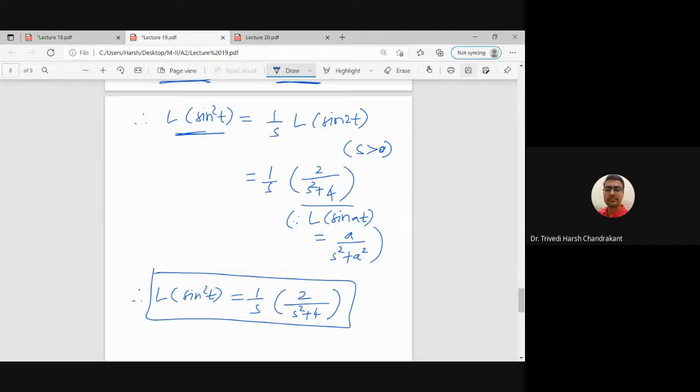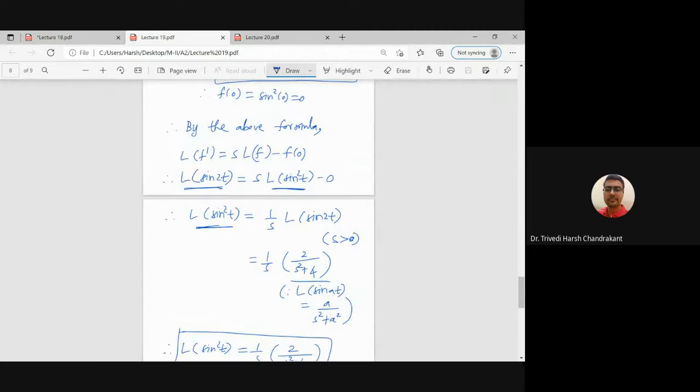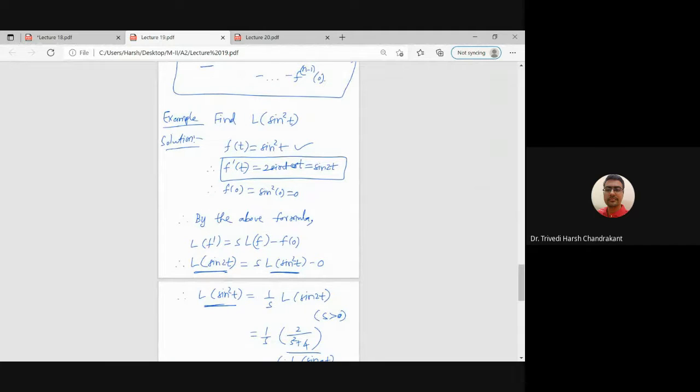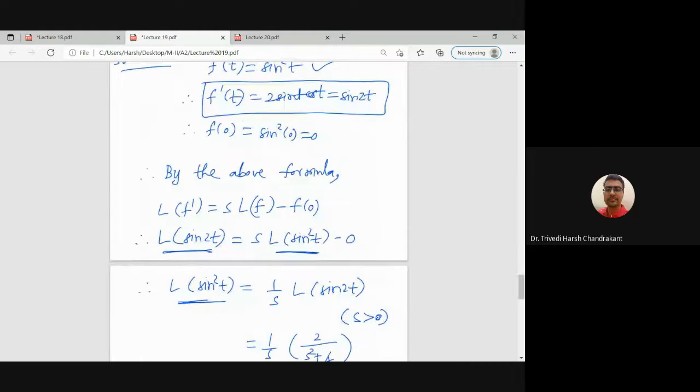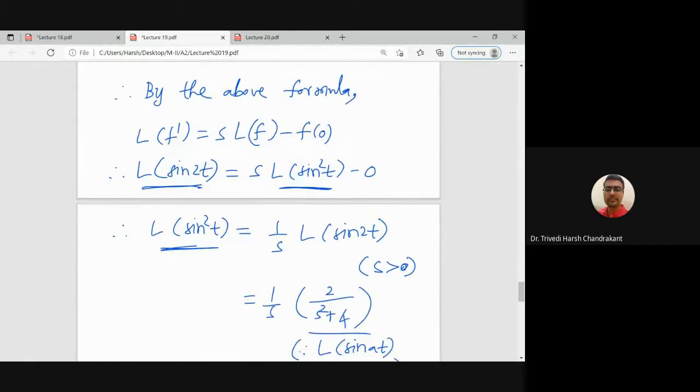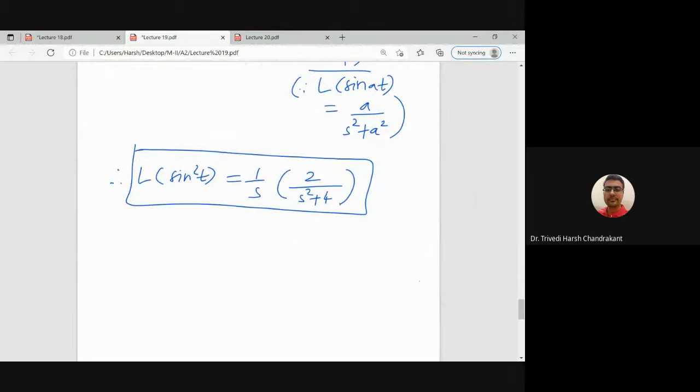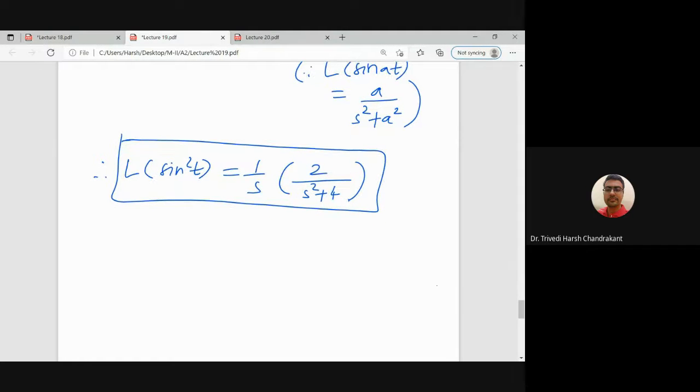So in the Laplace transform, as in the other case also, this is a sine squared t function, so we can also convert it into some other trigonometric formula and use that. So that is correct. This example can be solved some other way also, right? Using the cosine formula, but the answer you will get is the same. So you can check that later on. Okay, so this is the example of the derivative.